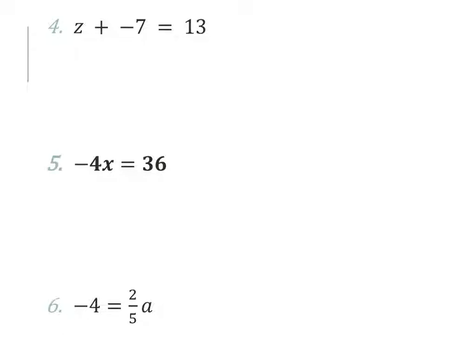All right, welcome back. Hopefully you have attempted number 4. This one might look a little different because it says plus a negative 7. You can think of this a couple different ways. You can think of it as, I have to do the opposite of this, so I would subtract a negative 7, or I can think of the opposite of the negative and know that I need a positive. Both are the same thing, so I'm going to write it down both ways.